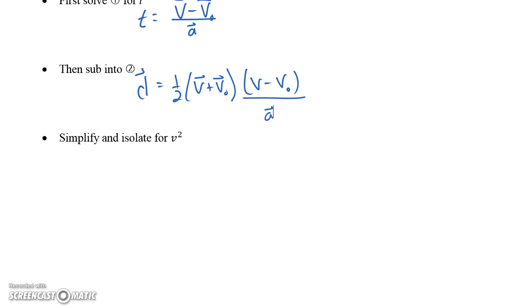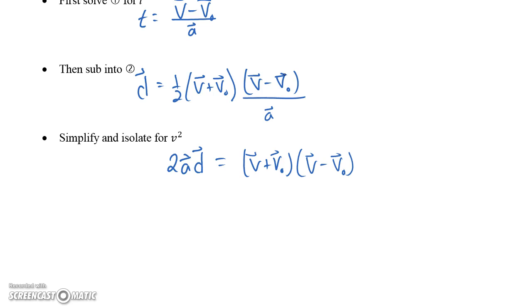I know I want to get v's all by themselves, so I'm going to get rid of the 1/2 and the dividing by a first. To do that, I'm going to multiply by 2a, so I'll get 2ad, and that's going to be equal to (v plus v naught) times (v minus v naught). I should make sure that I've got my vector arrows on here all the time.